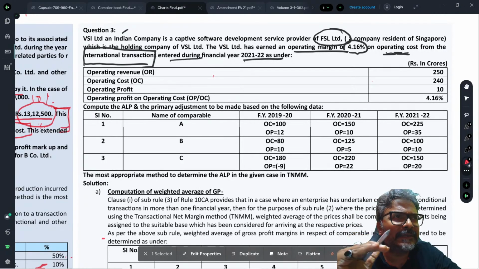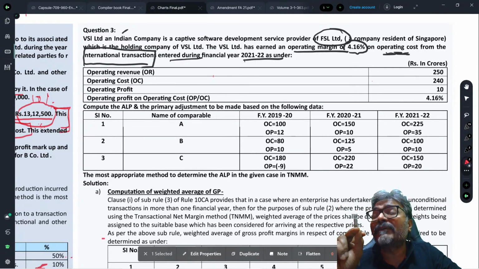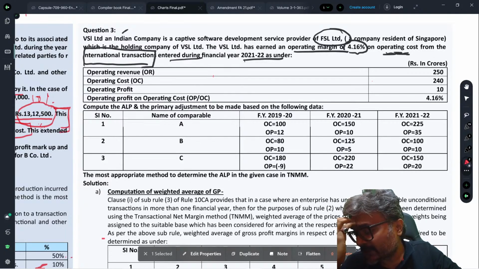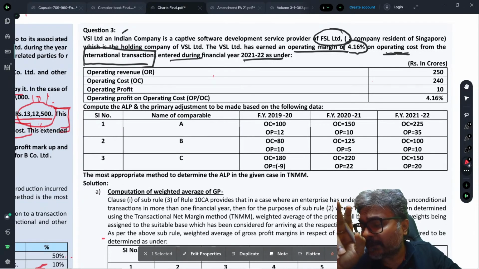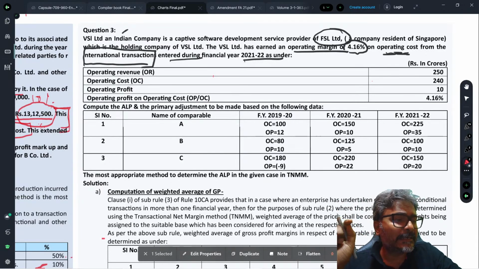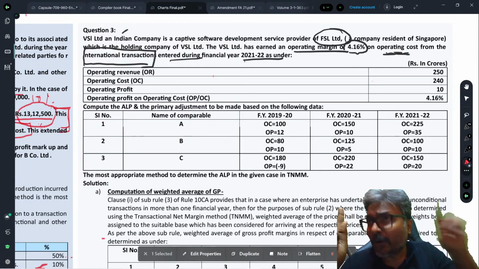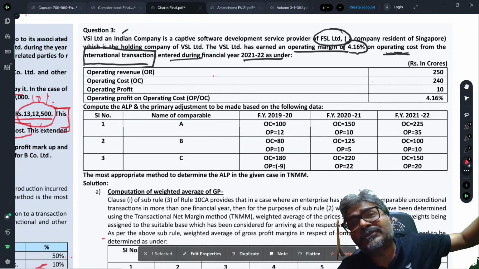Obviously, students, yesterday itself I was discussing this with all of you. And what was the discussion that we had in yesterday's class? The discussion was this: if you are given the profit as a percentage of cost, it can be a cost plus method. In this case, which method are they talking about? The cost plus method, or the transaction net margin method?